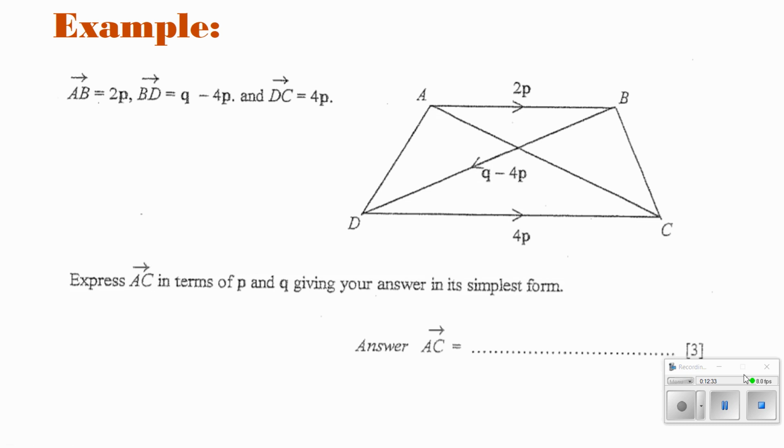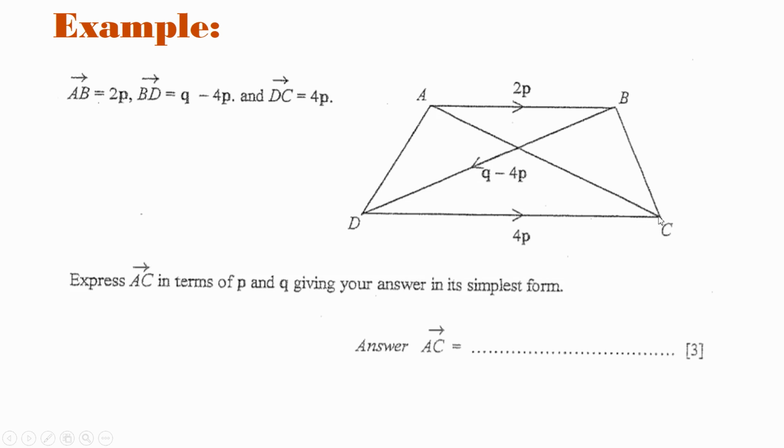Okay, so giving your answer in simplest form, we want AC. What's a pathway that we can take to get there? We don't know this one, we don't know that one, but one way we could do it is we can go this way. The reason I chose this pathway is because the vectors are already labeled on there. So that's just easy. So let's write out our plan.